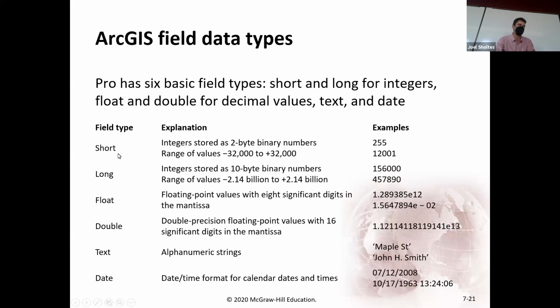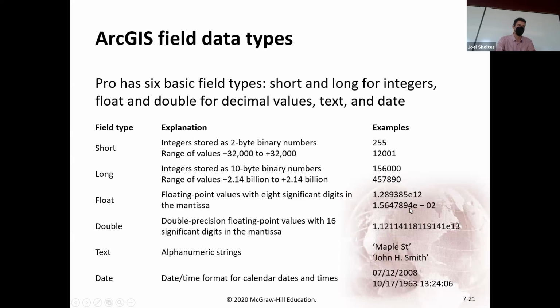Here's a summary of data types. We've talked about this before, but it's good to review. We have short and long. These refer to integers. And here's the range of values. So short can go up to 32,000 plus or minus. Long can go up to billions.